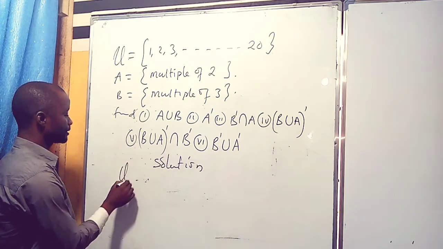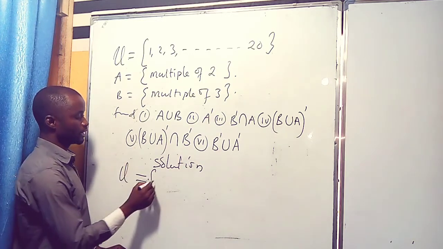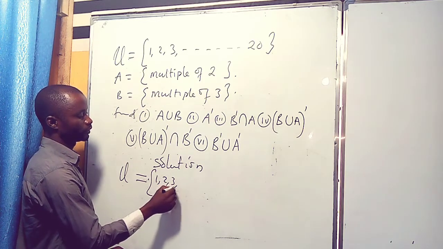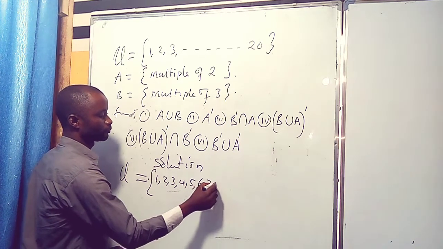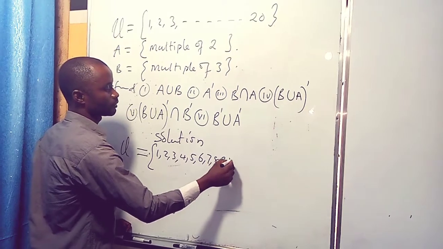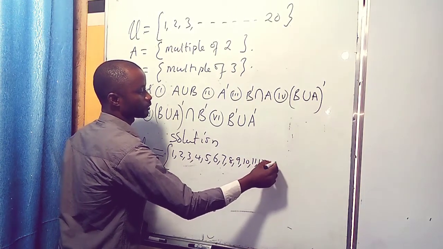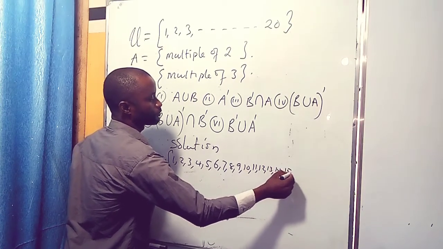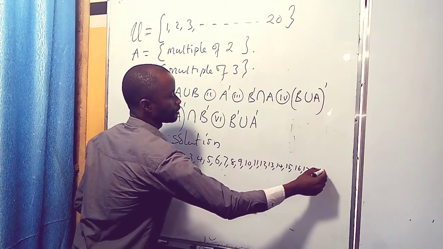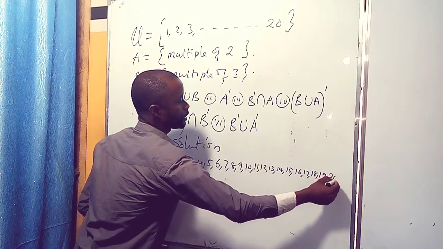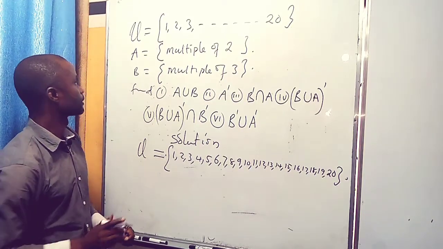That's our universal set, given as all the elements ranging from 1 to 20. That's 1, 2, 3, 4, 5, 6, 7, 8, 9, 10, 11, 12, 13, 14, 15, 16, 17, 18, 19, and 20. That's all the elements present in the universal set.